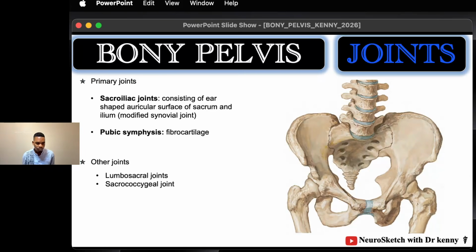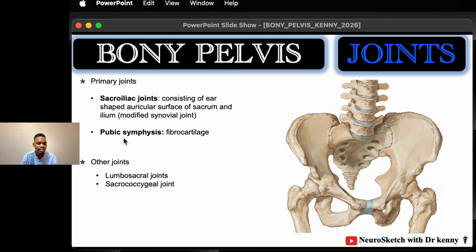Let's talk about the joints of the pelvis. The primary joints of the pelvis that you know are the joints that join these pelvic bones anteriorly and posteriorly. Anteriorly, the two pelvic bones are connected by the pubic symphysis. As we've said, this is a secondary cartilaginous joint, and then posteriorly they are connected to the sacrum. So we have the joint between the ilium and the sacrum, and this is called the sacroiliac joint, the joint between the sacrum and the ilium on this side, and sacrum and ilium on this side. This one is a modified synovial joint.